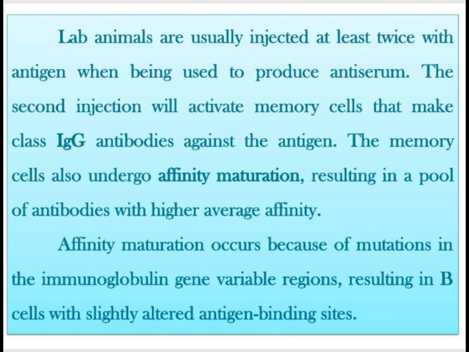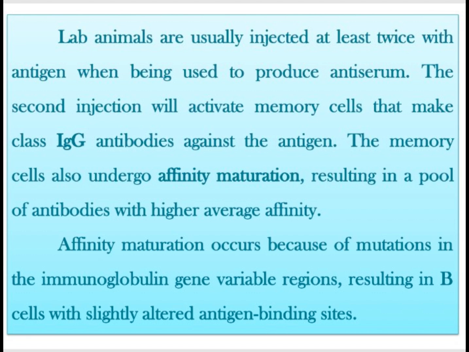Lab animals are usually injected at least twice with antigen when being used to produce antiserum. The second injection will activate memory cells that make class IgG antibodies against the antigen. The memory cells also undergo affinity maturation, resulting in a pool of antibodies with higher average affinity.